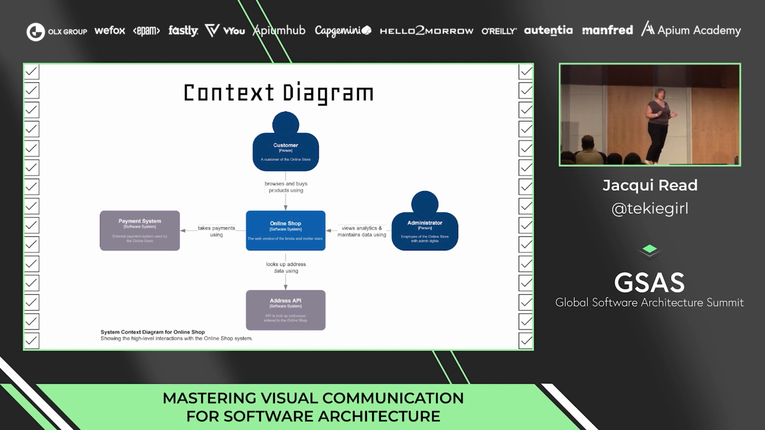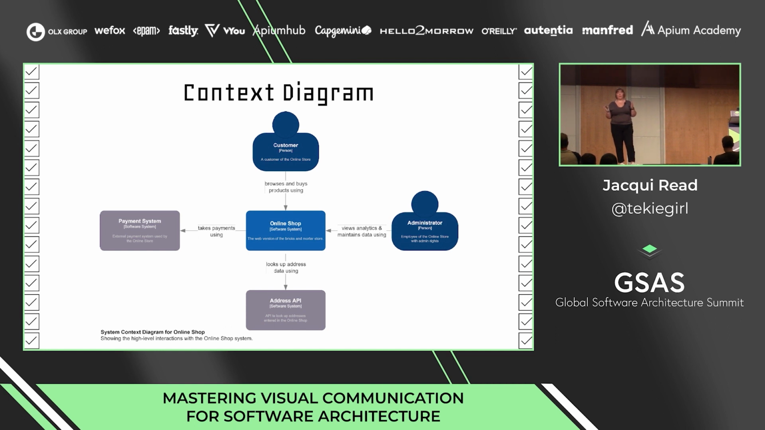So C4 is actually really good for helping us to keep these different layers apart. So we've got the context diagram. This one's the highest level. And in this one we've got the online shop, and it gives us all the detail of what the online shop connects with, how it interacts.